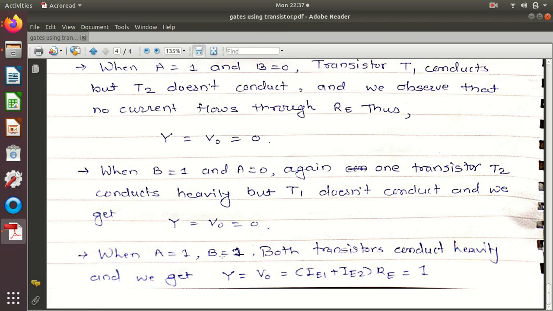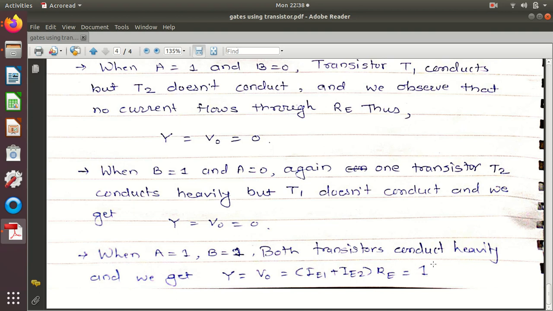The last condition is wherein both of the inputs are 1, that is, we are applying high voltage to A as well as B, right? So in this case, what will happen? Both of the transistors, T1 as well as T2, will conduct heavily, they will act as short switches, and current will flow through the circuit and through the emitter resistance RE also. So we will get the output Y equal to (IE1 plus IE2) times RE, which is logical 1, or logical high.